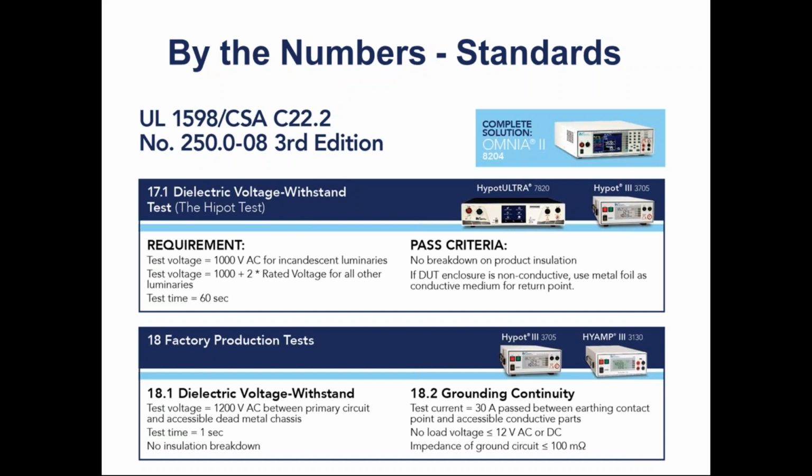There's also a requirement for a ground continuity test. Again, this only applies for Class 1 products that have a ground circuit, or a ground bond test, where it may ask you to pump 30 amps between the earthing contact point and accessible conductive parts, and then measure the resulting impedance of the ground circuit. So that's getting to the ground bond test. But like I said, some standards call out Hipot tests as type tests as well as production line tests, and then they can add more types of tests to go along with the Hipot test. Ground continuity and ground bond tests are something that we've discussed in the previous webinars.